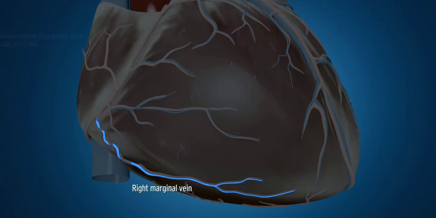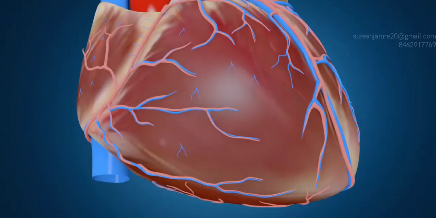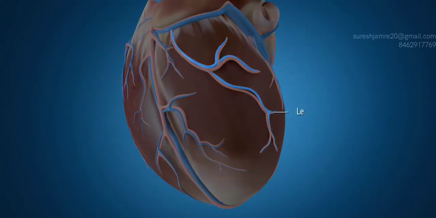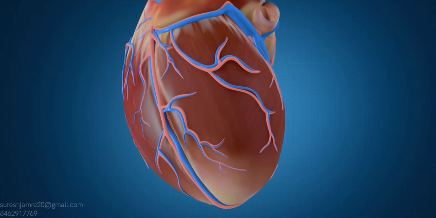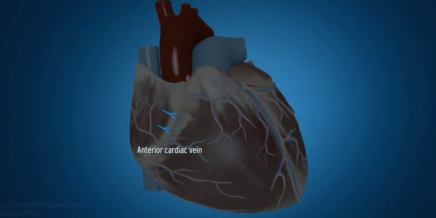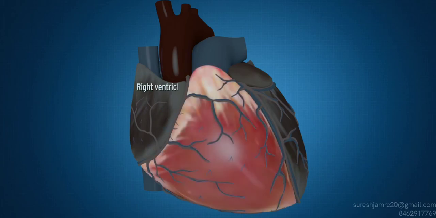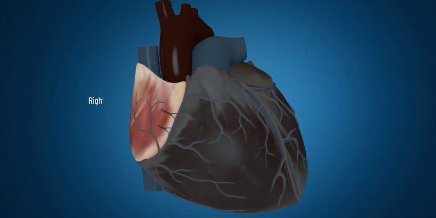Right marginal vein. It accompanies the marginal branch of the right coronary artery and joins the small cardiac vein or drains directly into the right atrium. Left marginal vein opens into the great cardiac vein or into the beginning of the coronary sinus. Anterior cardiac veins. These are a series of 3 to 4 small veins which run parallel to each other across the surface of the right ventricle to open into the right atrium.